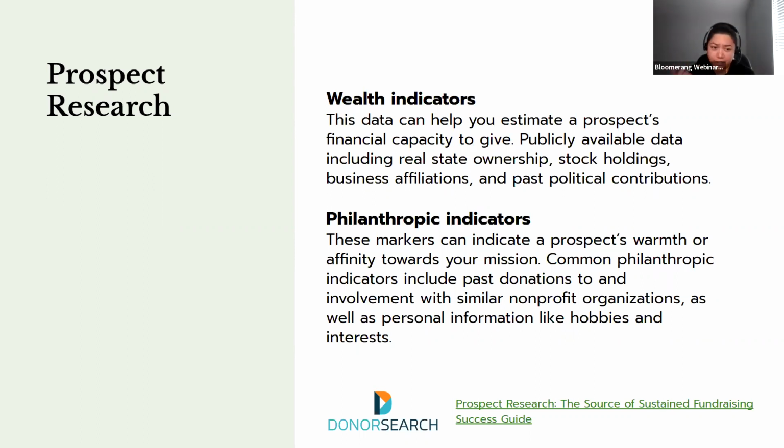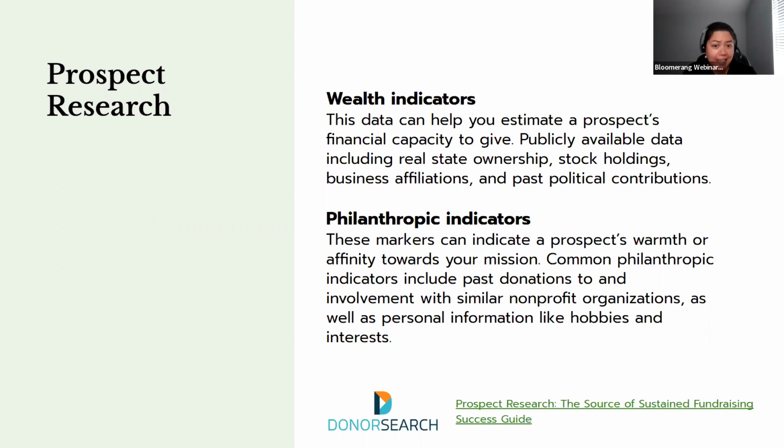Bloomerang partners with Donor Search. I love Donor Search's system because they really take a look at two things. One, they take a look at wealth indicators. This data can help you estimate a prospect's financial capacity to give. So this is all based on publicly available data like real estate ownership, stock holdings, business affiliations, even past political contributions. So your wealth indicators talk to the capacity to give, but it also takes a look at your philanthropic indicators. A great indicator of future giving is past giving, and that's what this speaks to.